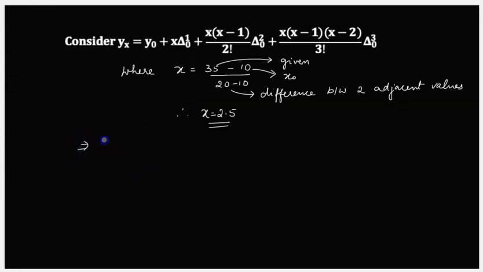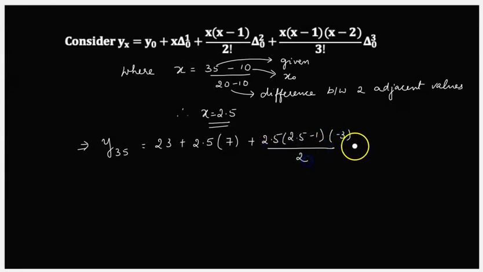So which implies y. Now in place of x you write 35, which is equal to, from the table, y naught is equal to 23 plus 2.5 into 7 plus 2.5 into 2.5 minus 1 into minus 3, and 2 factorial will be 2, plus 2.5 into 2.5 minus 1 into 2.5 minus 2 divided by 3 factorial will be 6 and delta naught cubed is 2.